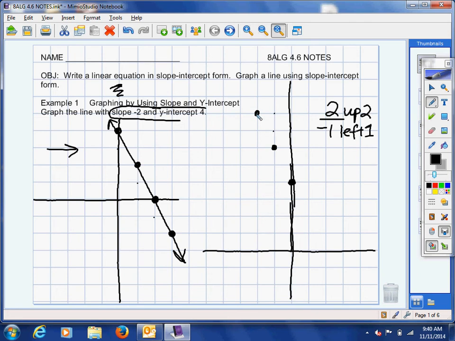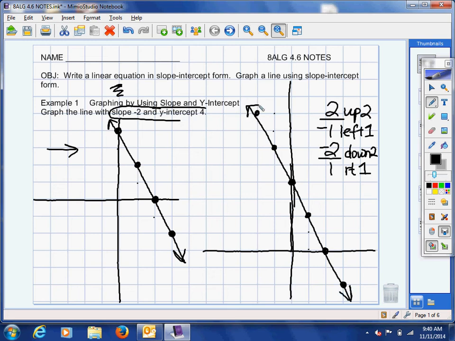Now, I have a little room. I'm going to go the other way as well. I'm going to do the down 2, right 1 to just show you that it's really the same exact line. Down 2, right 1. Down 2, right 1. Down 2, right 1. Do you see how it's all on the same line? Whether I go up 2, left 1, or down 2, right 1, all these points lie on the exact same line.